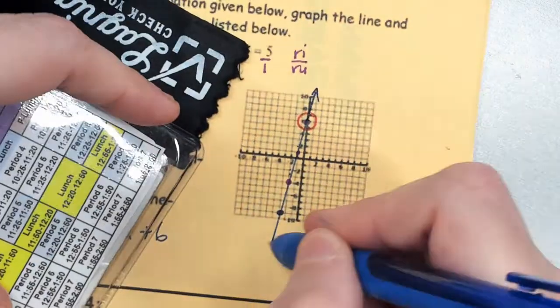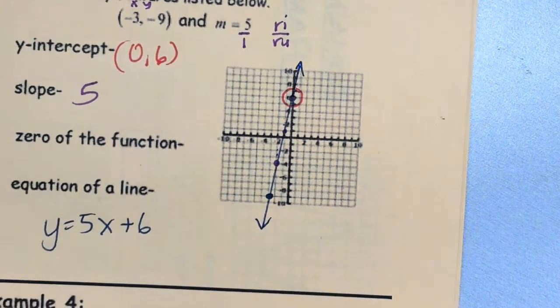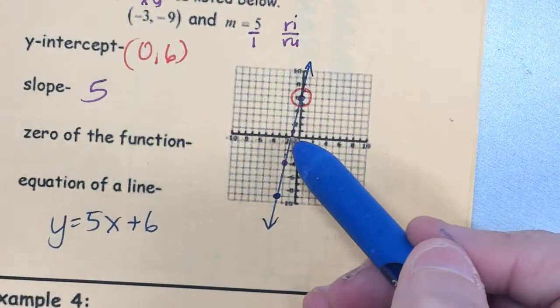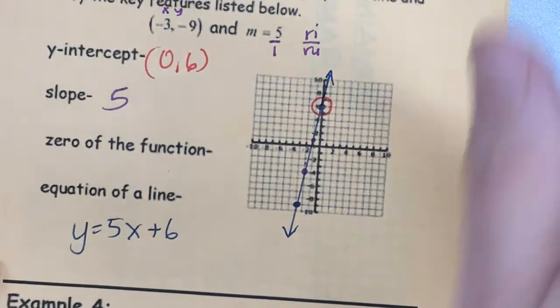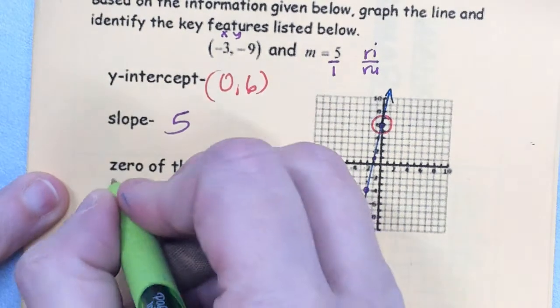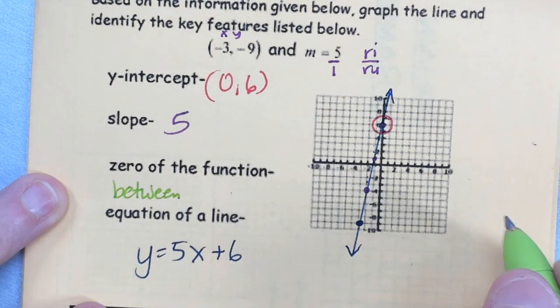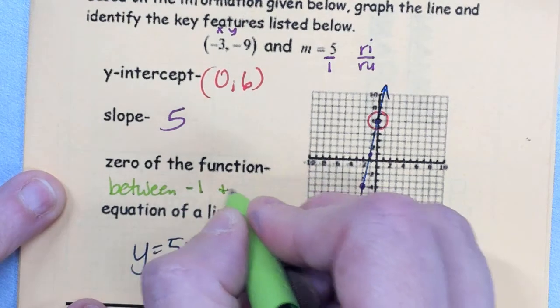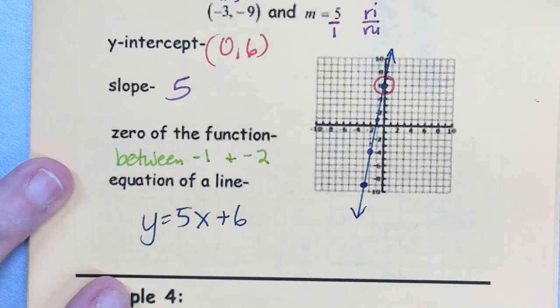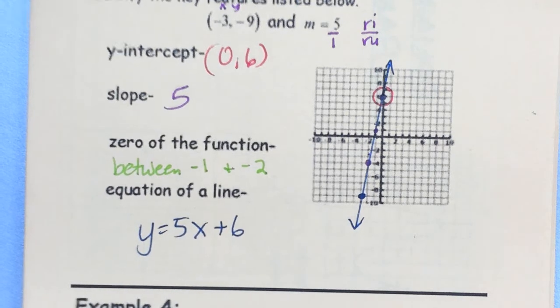Why is this 0 tricky? Does it go through exactly at negative 1? No, it's a little bit to the left. So where does it go through? Between what two numbers? Not between 1 and 2. Between -1 and -2. Oh.